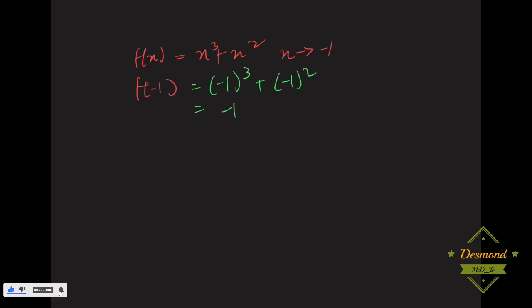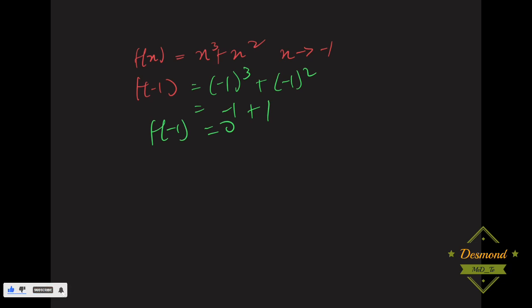Now let's take another example. Now we are going to find the limit as x approaches -1 for the function f of x equal to x cubed plus x squared. So f of -1 is equal to -1 cubed plus -1 squared, and we have -1 plus 1, we have 0. So f of -1 is 0.